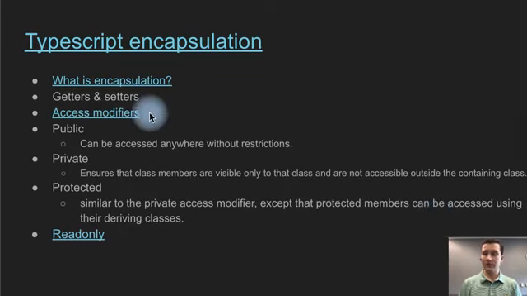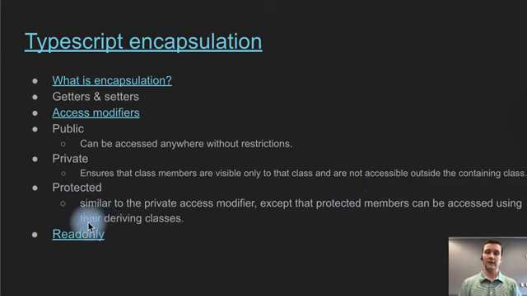We also have the concept of getters and setters. Getters allow you to get object properties off the class. Setters allow you to set properties on the class. And then we have access modifiers. Public can be accessed anywhere without restrictions, and private ensures that class members are visible only to that class and are not accessible outside the containing class.